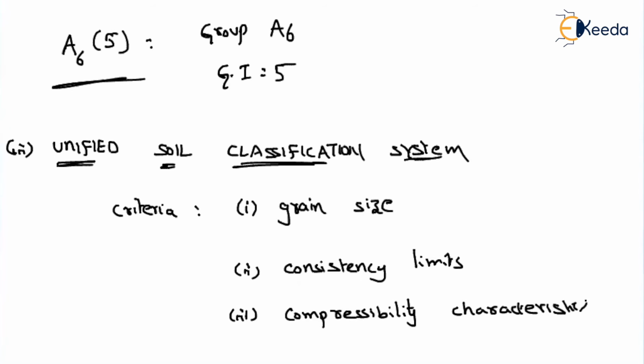What the compressibility characteristics are, we'll see in the next video. But as of now, just remember that in the Unified Soil Classification System, the soil is classified based on three criteria. First one is grain size distribution, second one is consistency limits, and third one is compressibility characteristics. And this is the most popular method, used in general in European countries.